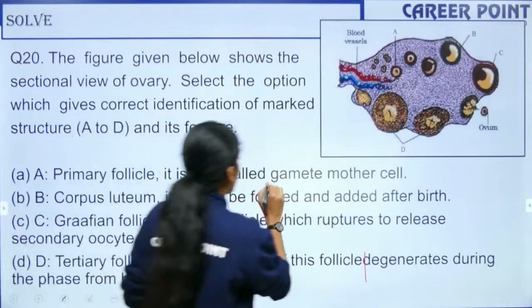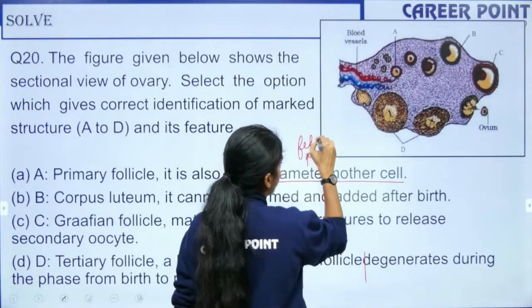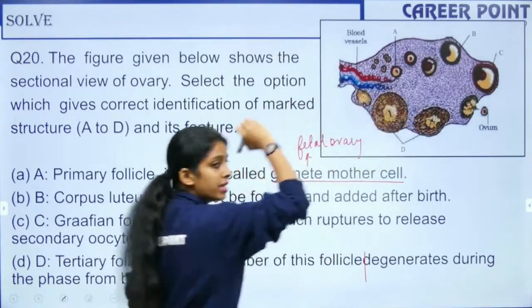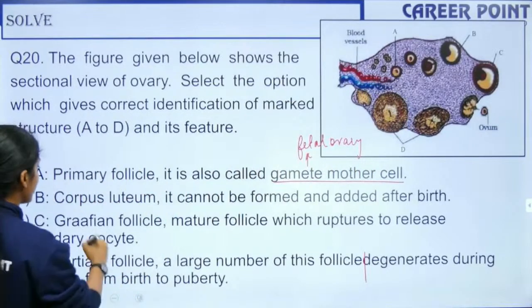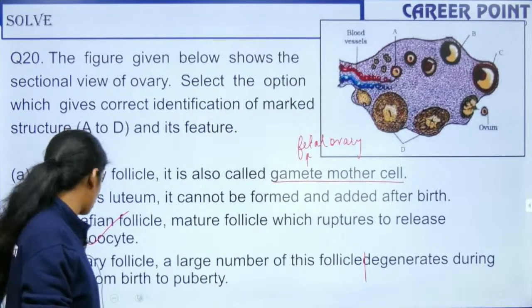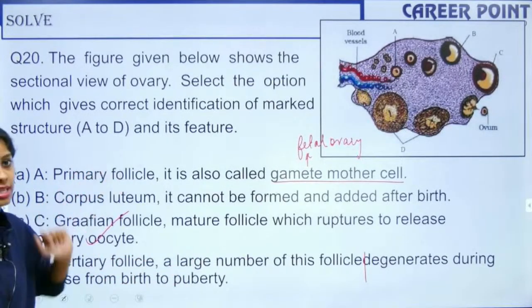So understand, gamete mother cell is produced during the fetal embryo, or it is produced in the fetal ovary, so it will not be visible here. So the only right thing here is the Graafian follicle. So the mature follicle which ruptures to release the secondary oocyte, the process known as ovulation. No, tertiary follicle does not degenerate, primary follicle degenerates.